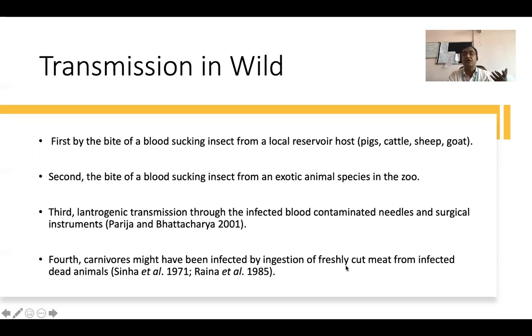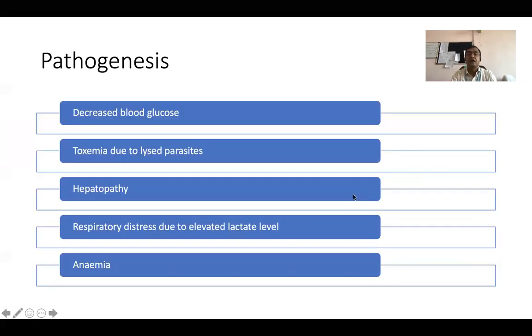You know, when we talked in the first class, how the carnivores go for the trapping of the animals, the tiger goes for the trapping of the antelope or the deer. If they are suffering from this disease, the tiger will be infected. So this way, by the ingestion of infected meat, this disease can be transmitted to the felids or the canids, foxes, and other felids.